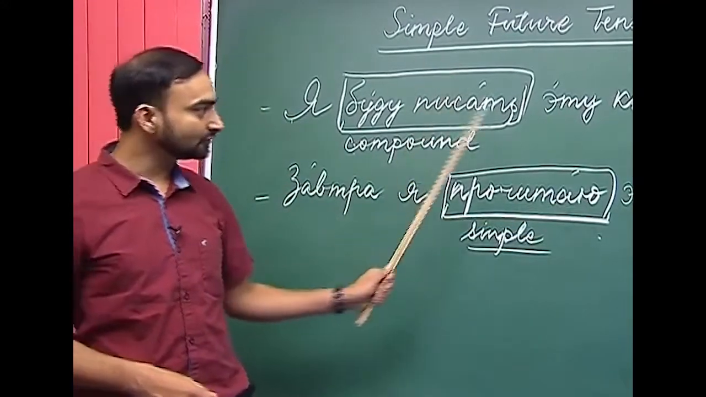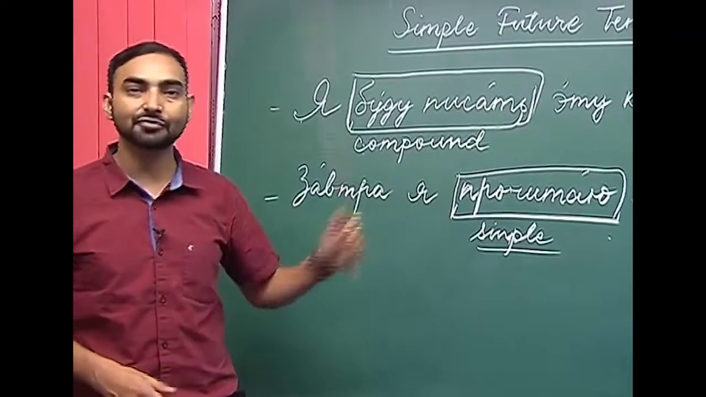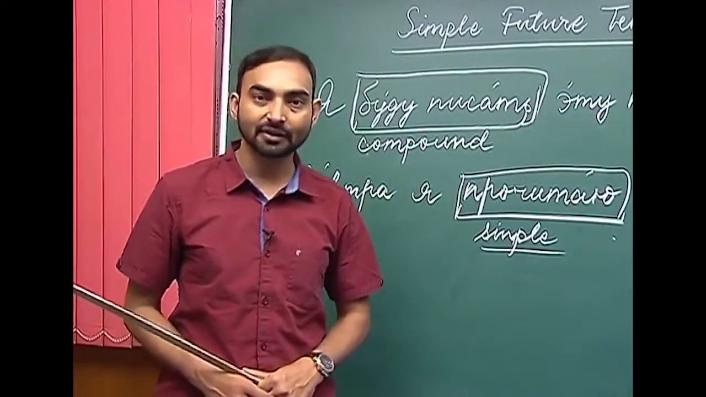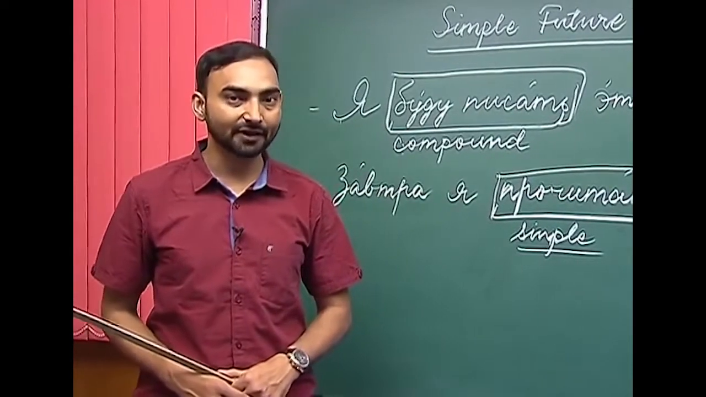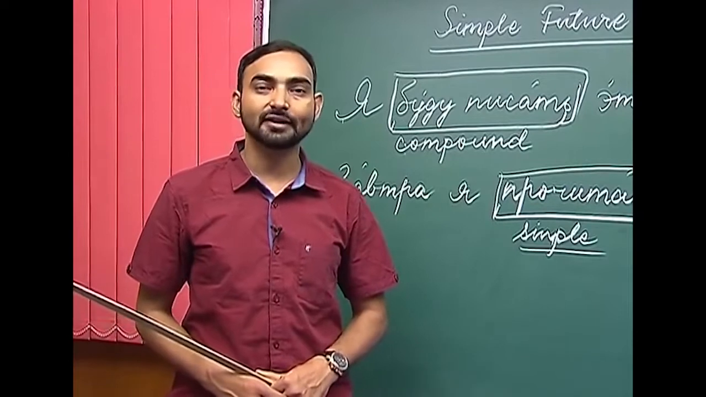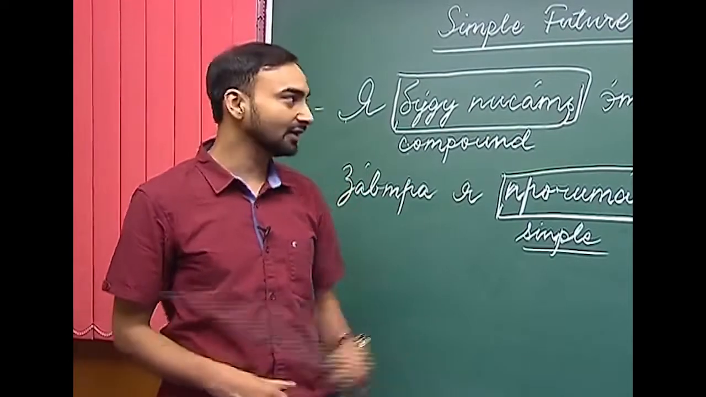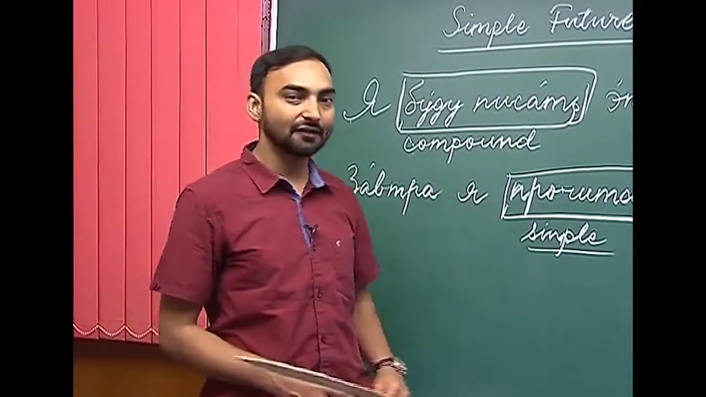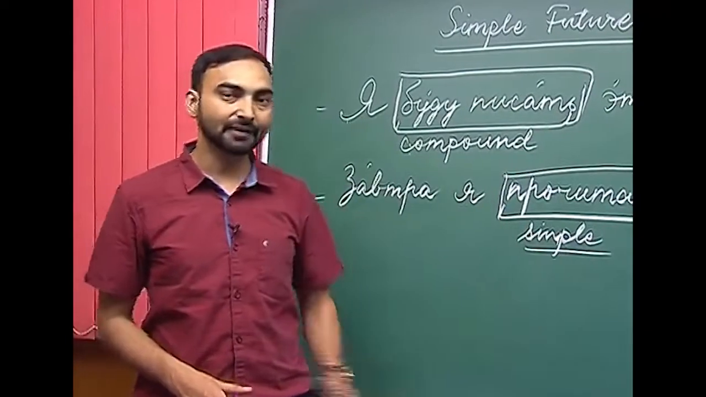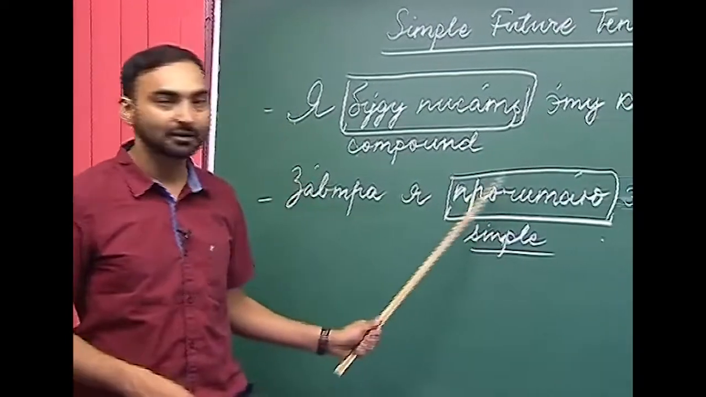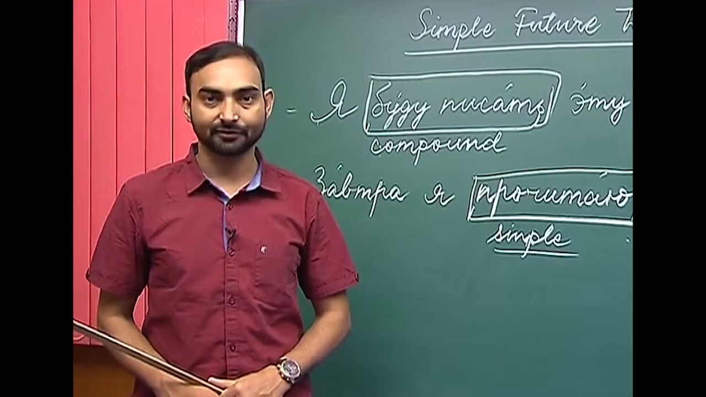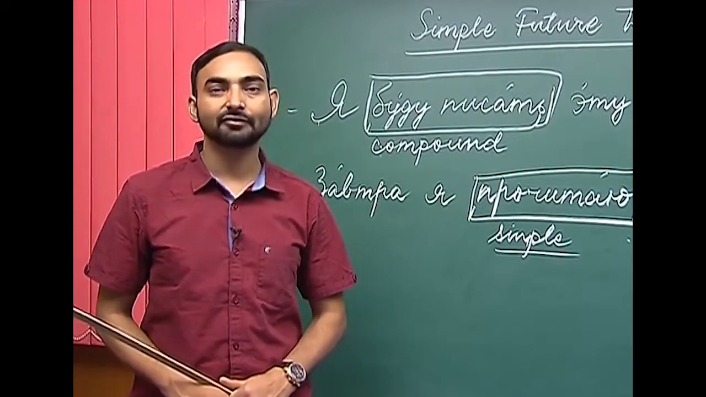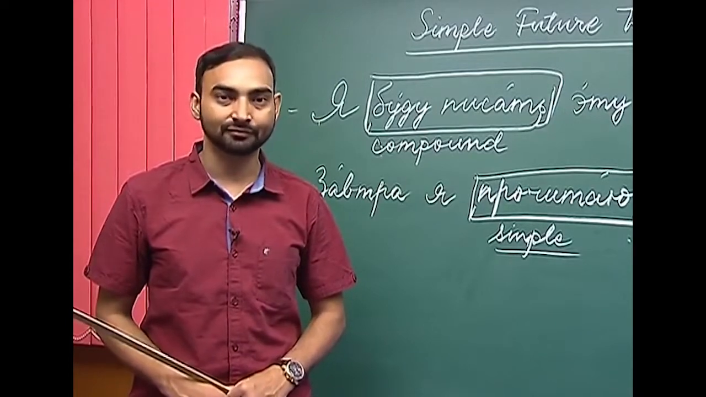So, these are the two ways to denote the future tense in the Russian language. If you are using the imperfective aspect, the infinitive form of the imperfective aspect plus the auxiliary verb in conjugation will denote the compound future tense, and if you are using the perfective aspect in conjugated form, it will denote the simple future tense. So, now the question comes, how do we conjugate the perfective aspect verbs? For this we have to look at the various conjugation rules.